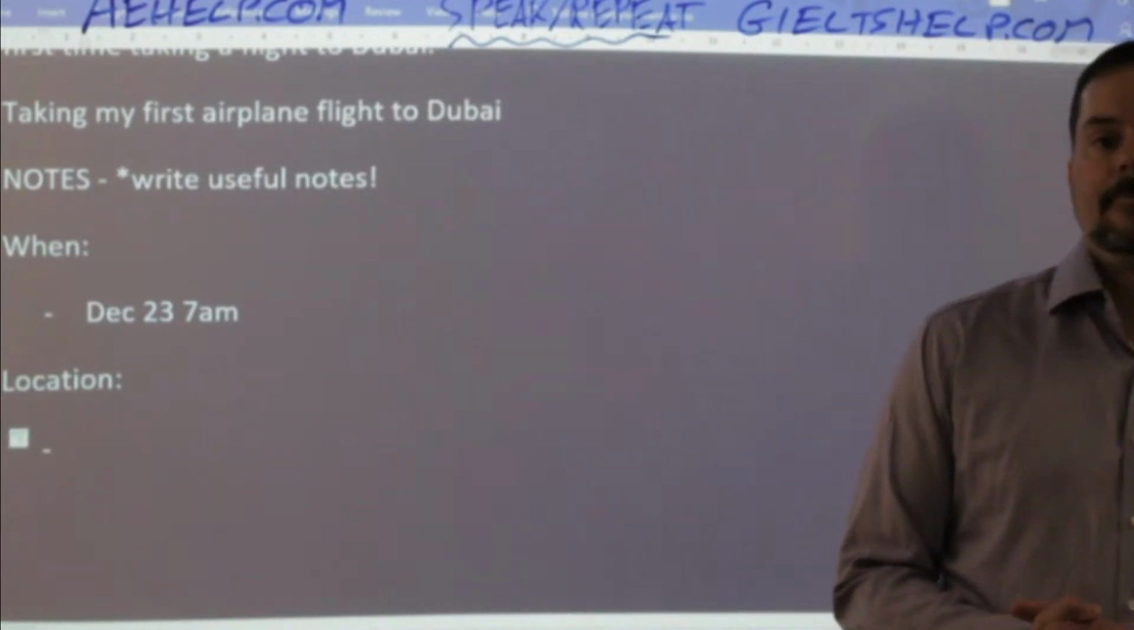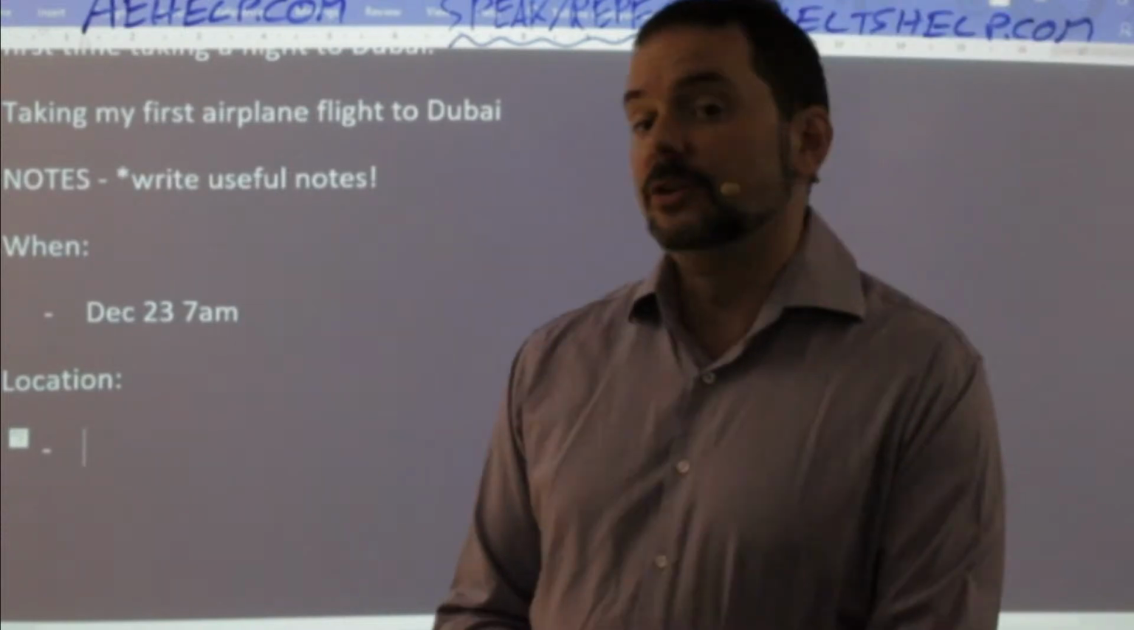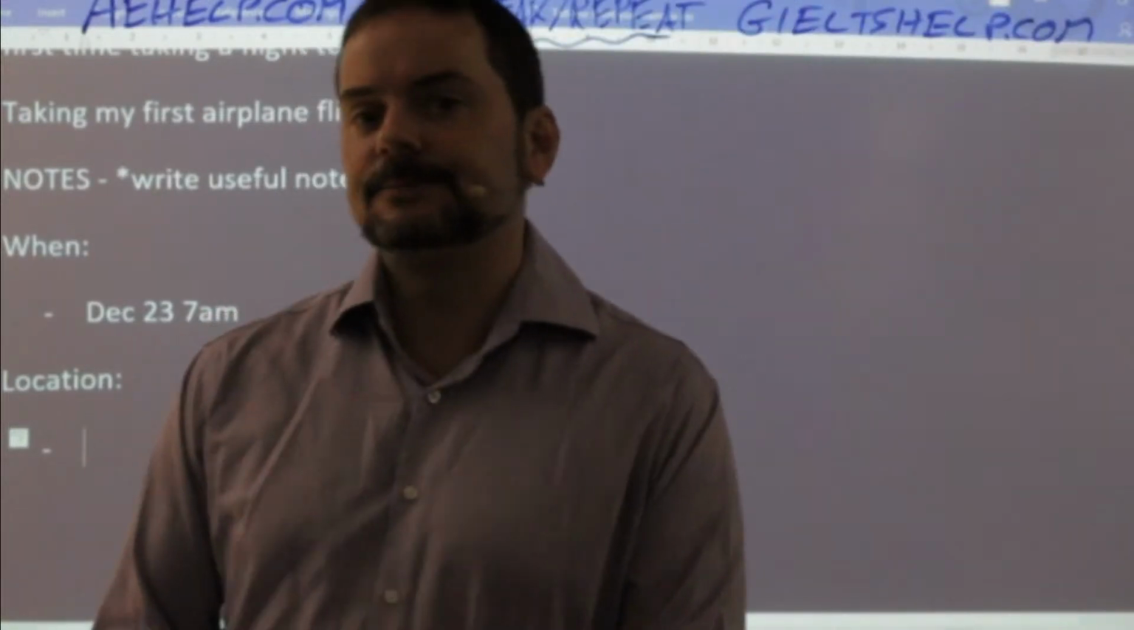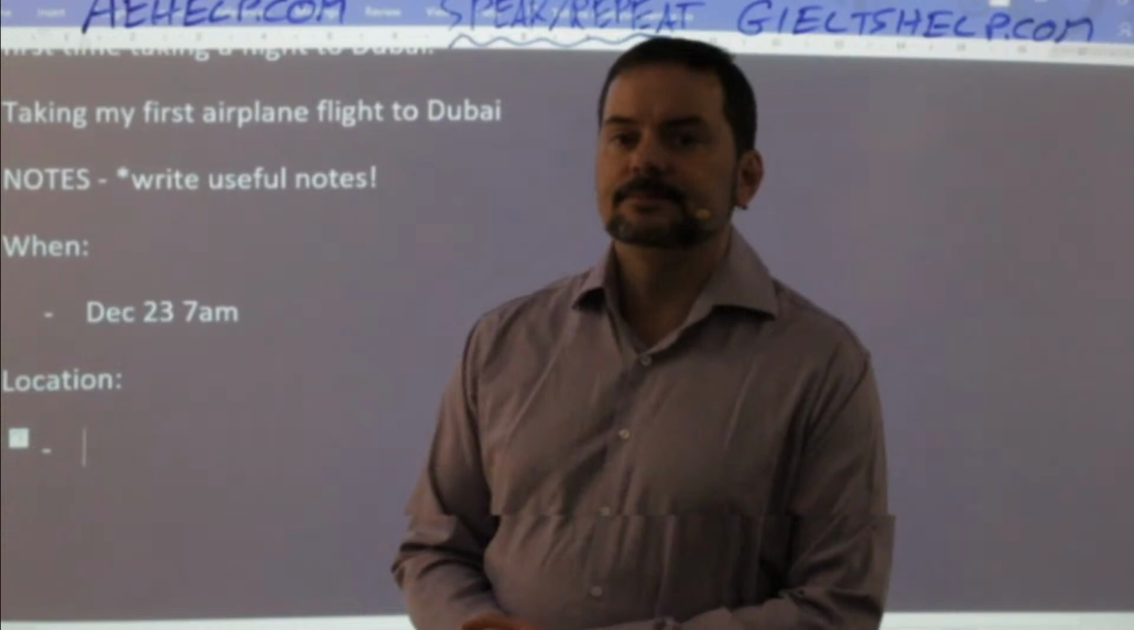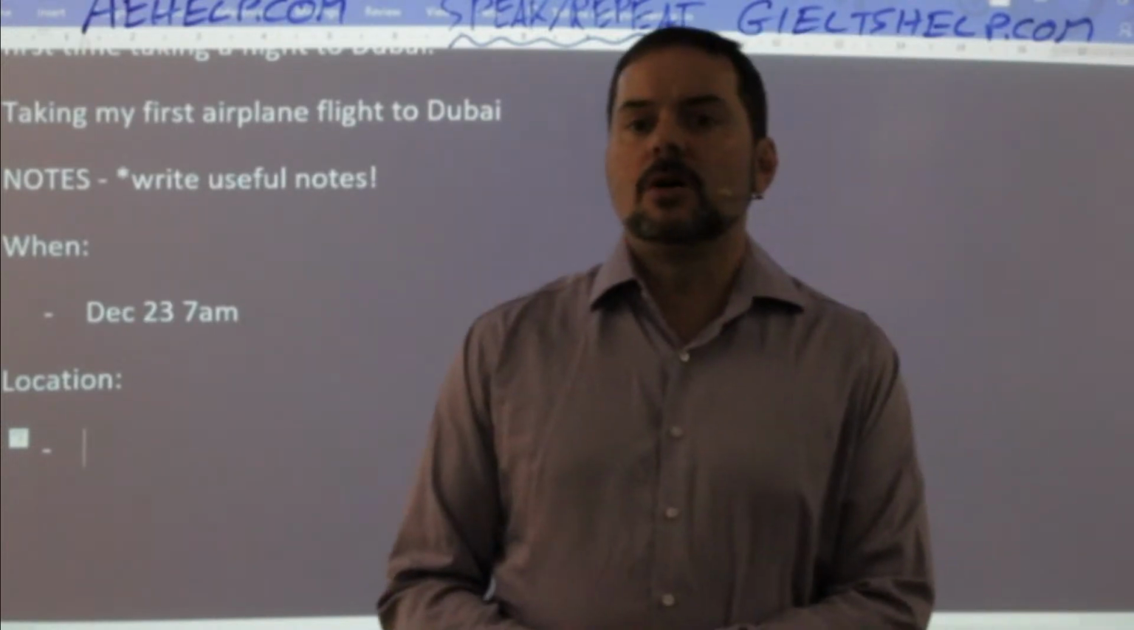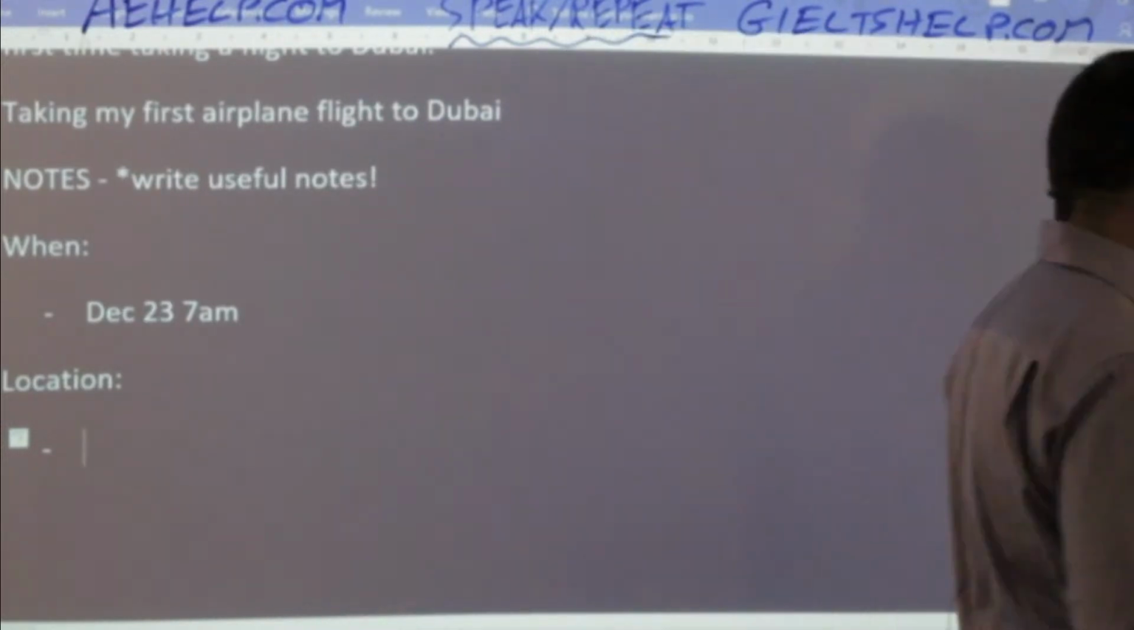So location, we know that we're going to Dubai. Where are we flying from? So what's the airport that we're flying from? Okay, and we're flying to Dubai, obviously. All right. Okay, so Honey says flying from Bangalore. Okay, we don't need to say Dubai.